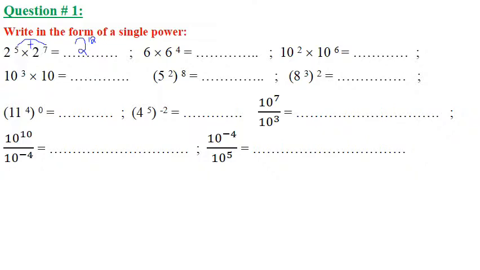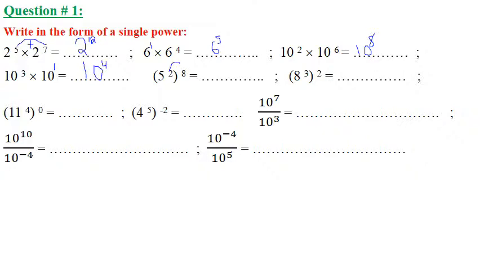Also, we have 6 times 6 to the power 4. 6 has no exponent, which is 6 to the power 1. So the answer is we keep the base 6 and we add 1 plus 4 is 5. Also here we keep the base, which is 10, and we add both exponents. 2 plus 6 is 8. 10 to the power 1. So we keep the base as it is 10 and we add the exponents. 3 plus 1, so it gives me 4.